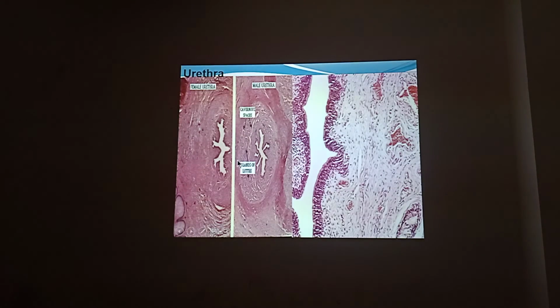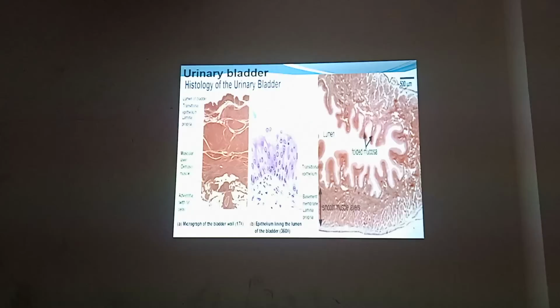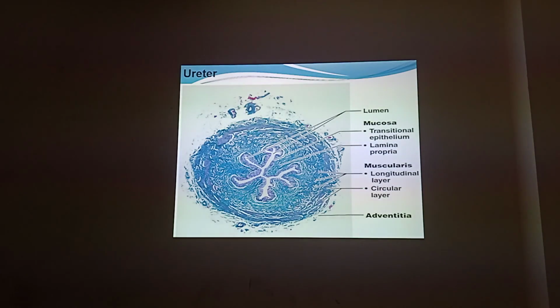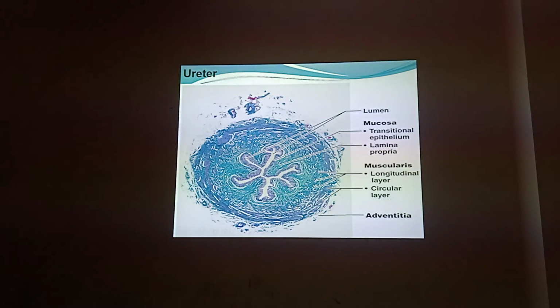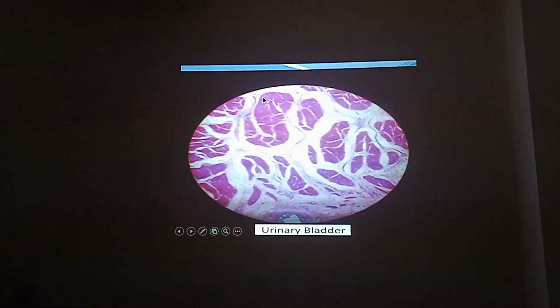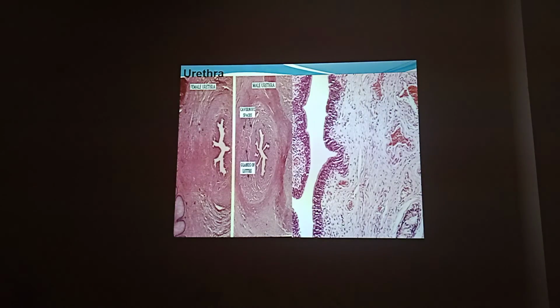But how will you differentiate ureter from urethra? In the ureter, the adventitia in white color is very prominent. A few minutes later you will see the ureter histological slide, in which the adventitia will be very prominent, white all around. But in the case of urethra, it is not so significant.